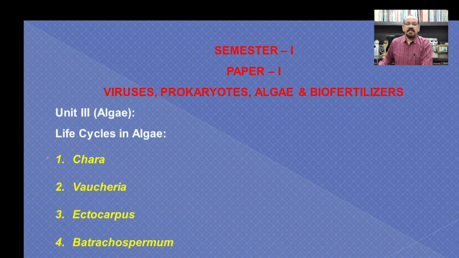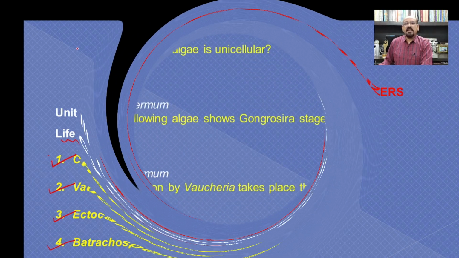In this third unit, there are the life cycles of algae for four different genera: Chara, Vaucheria, Ectocarpus and Batrachospermum. So we should know about the habit of the organism, then the type of reproduction, that is vegetative reproduction, asexual reproduction and sexual reproduction, and all the differentiating characteristics among these four genera, so that we can easily understand the question as well as the precise answer. So let's see the different MCQ type questions based on these four genera from the algae.